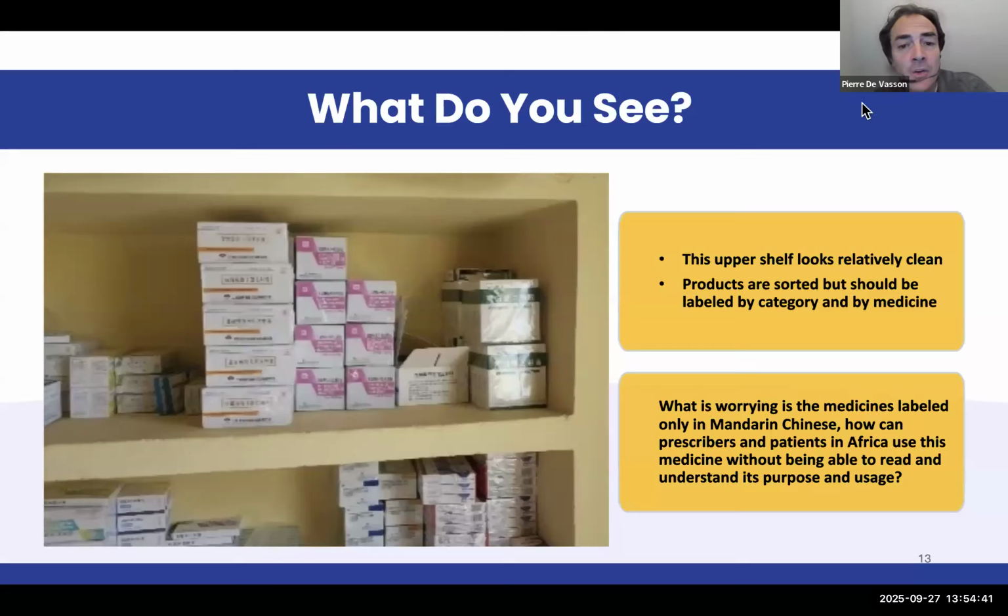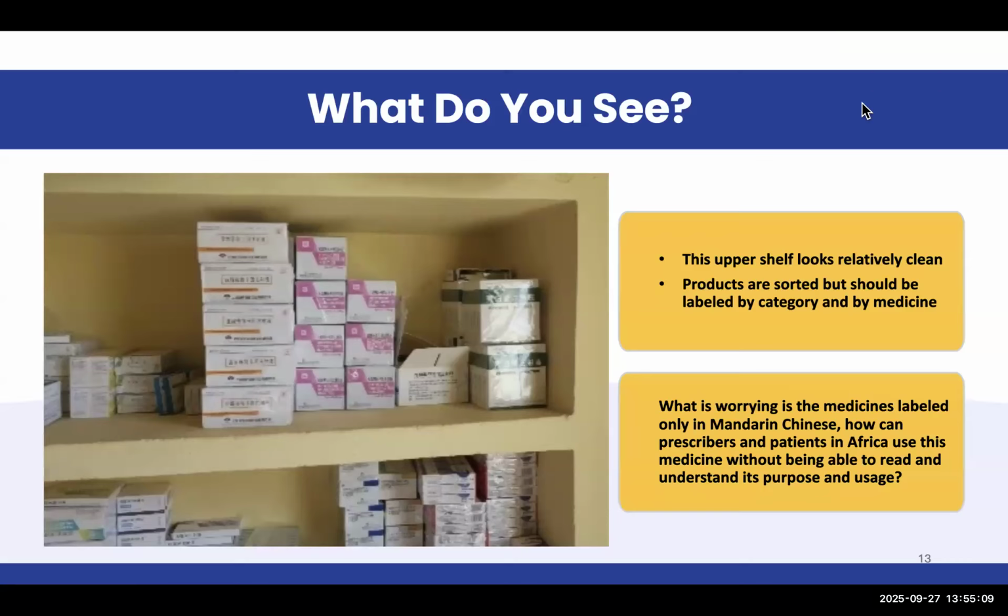Now, on the pros side, we could say that the shelves look relatively clean. It's not a metal and aluminum pharmaceutical cabinet, but it's something that we see often at the peripheral level. Yes, Mr. James.